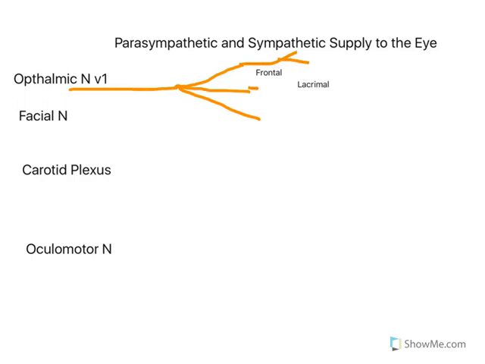The lacrimal branch, whilst also sensory, contains parasympathetic fibres, which I'm going to draw in green, that have travelled their way from the facial nerve and hijacked up through V2 to then join the lacrimal nerve to supply the lacrimal gland.